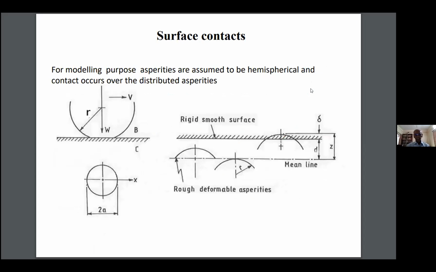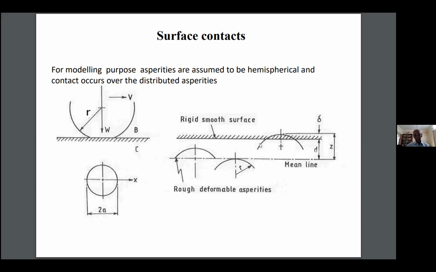What we have seen in the last slide can also be represented as a number of hemispheres at different heights, and a rigid, smooth flat coming from the top and deforming. As it is going down, it is first deforming the top hemisphere and then going on to the second and third and maybe more and more. So this is the picture that we use for modeling the deformation of the asperities. Asperities are nothing but the peaks of the surfaces.